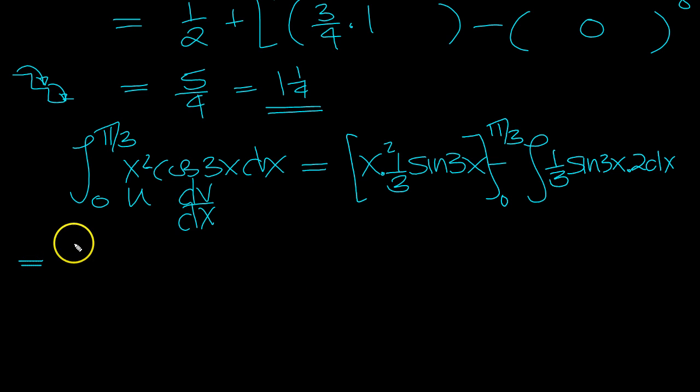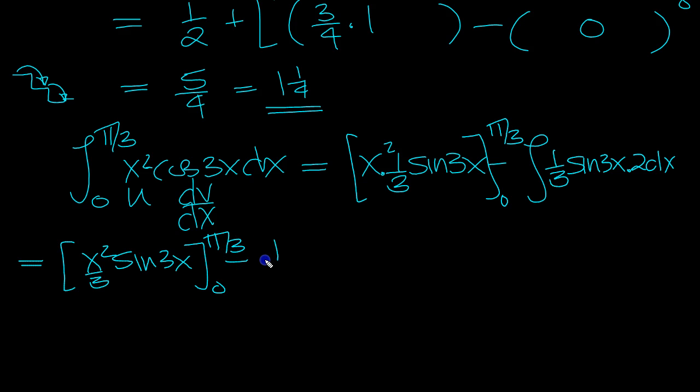Okay, so that's equal to x squared over 3 sine 3x between 0 and pi over 3, minus 1/3 of... I've written 2 here. du is 2x, so that should have been an x, 2x dx. Again, I'll get it right in a minute.